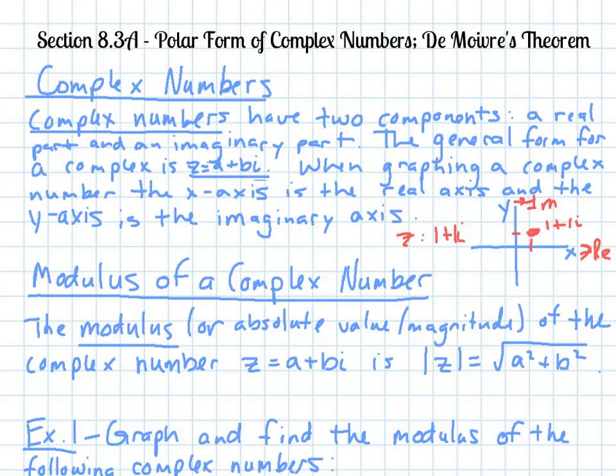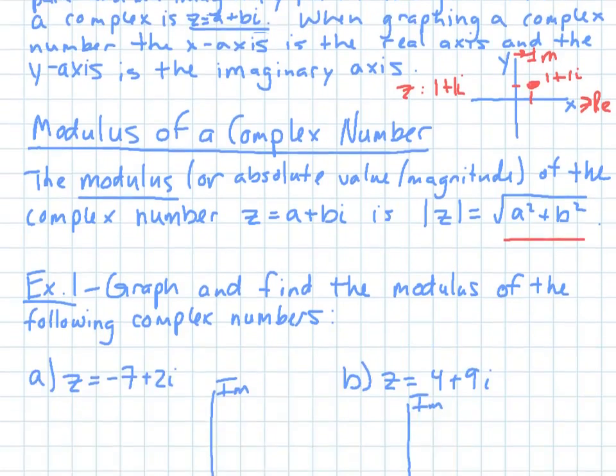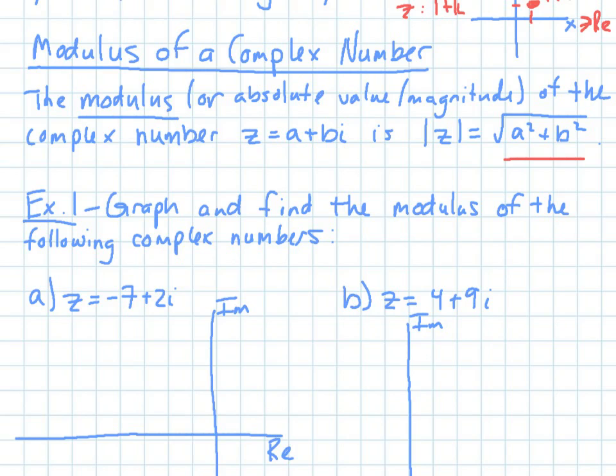Also, the modulus of a complex number is considered to be the absolute value of it, the absolute value of z, or, kind of like when we were doing vectors, it's also the magnitude, the distance between the origin and your complex number. To find the modulus of a complex number, we take the square root of a squared plus b squared, exactly like a magnitude.